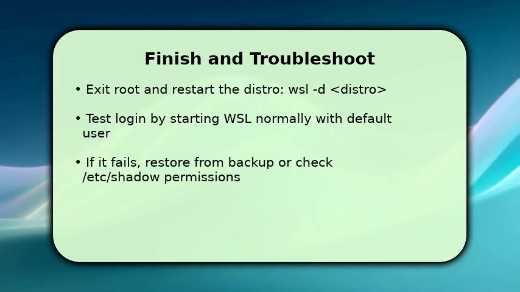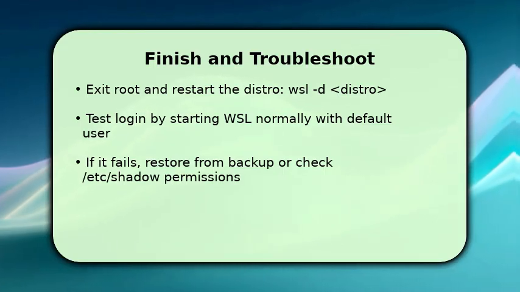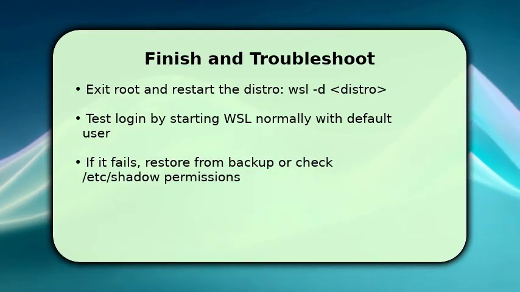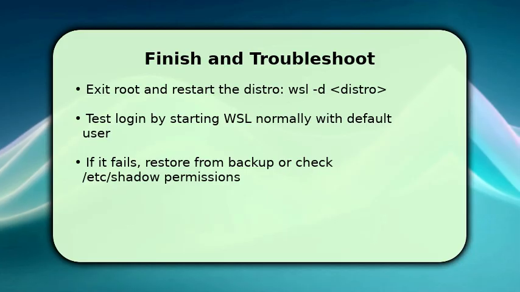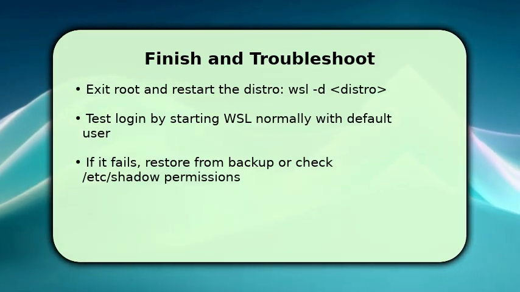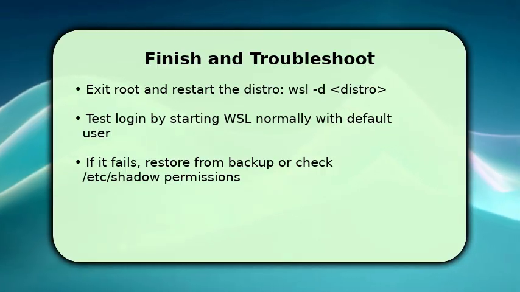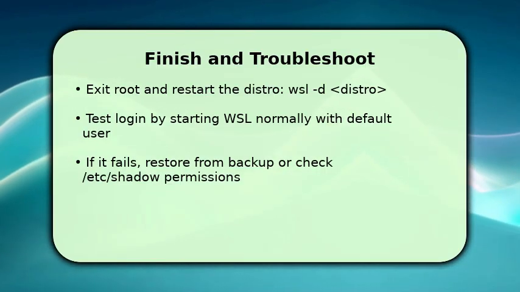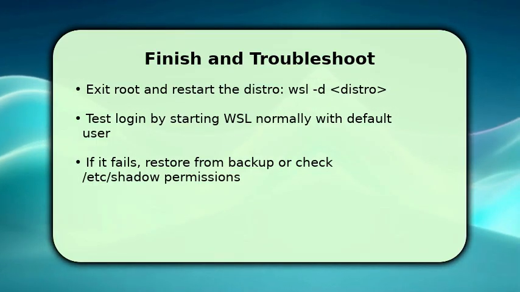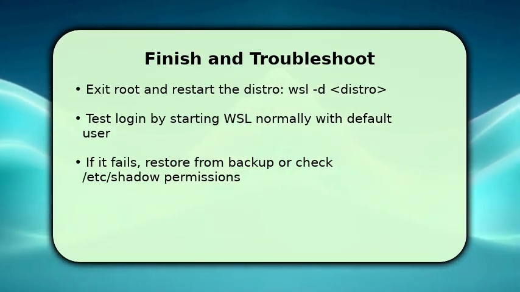Use wsl -d distro to test that the default user can sign in with the new password. If login still fails, verify that /etc/shadow permissions are 600 and owned by root, and that the user entry wasn't accidentally altered. As a fallback, restore a recent backup of the distro or export, fix files offline, and re-import. If you hit errors, note the exact messages before making additional changes.